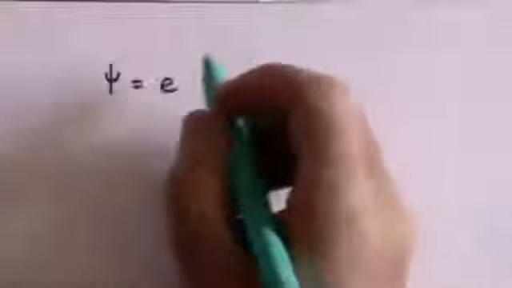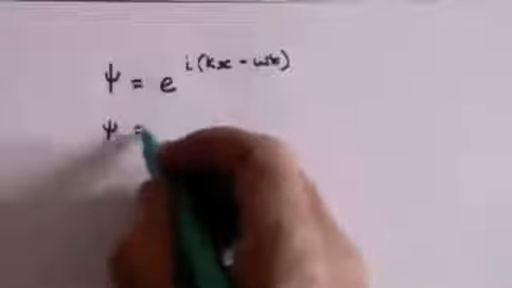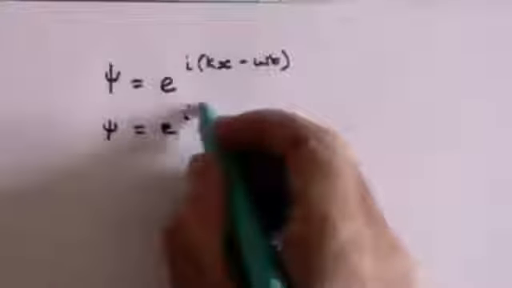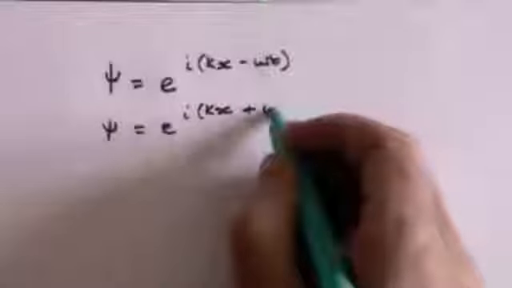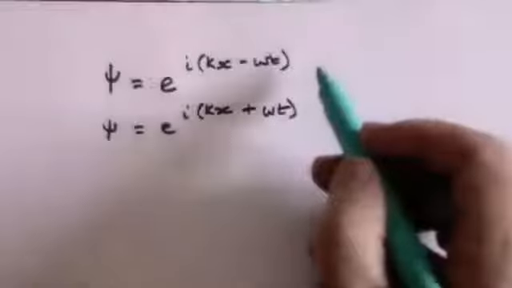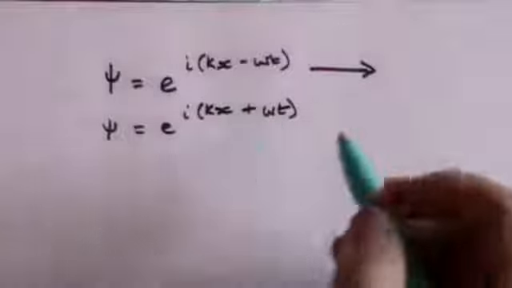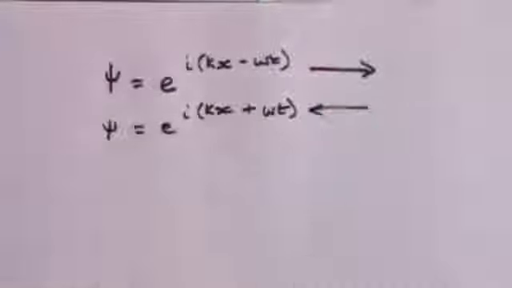Now, I just want to think for a moment about this wave that I chose to use. Psi equals e to the i kx minus omega t. And I want to ask, how is that different from this wave, psi equals e to the i kx plus omega t? What's the difference between those two waves? The answer is that this is a wave which will move to the right in time, and this is a wave which will move to the left in time.